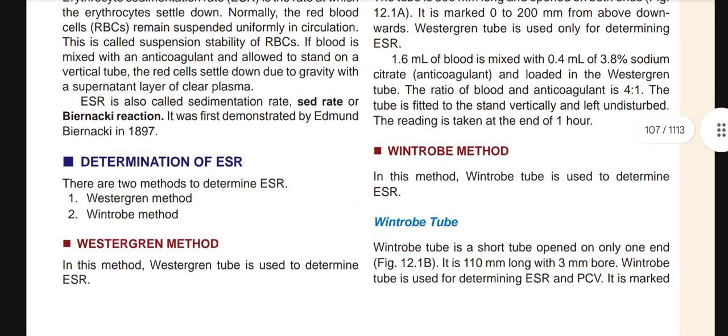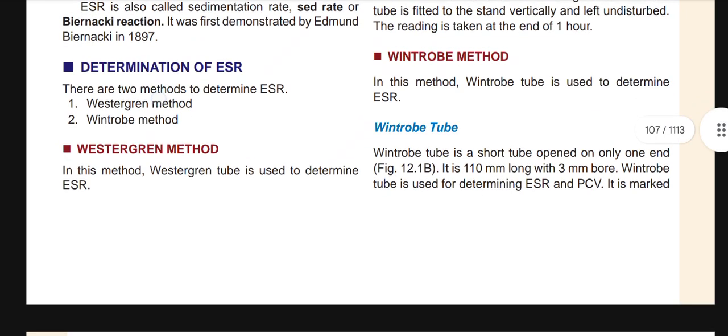What is the method? 1.6 ml of blood is mixed with 0.4 ml of 3.8% sodium citrate, which is the anticoagulant, and loaded in the Westergren tube. The ratio of blood to anticoagulant is 4:1, and the tube is fitted to the stand vertically and left undisturbed, and the reading is taken at the end of 1 hour.